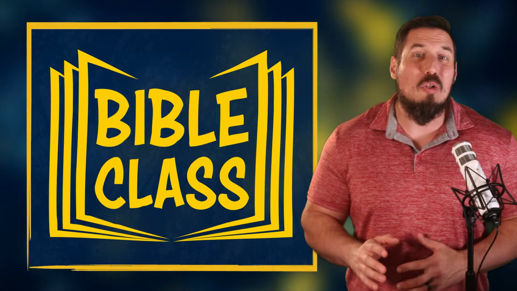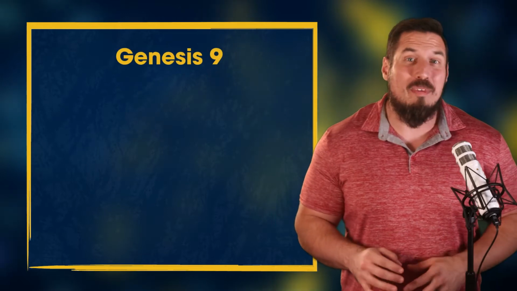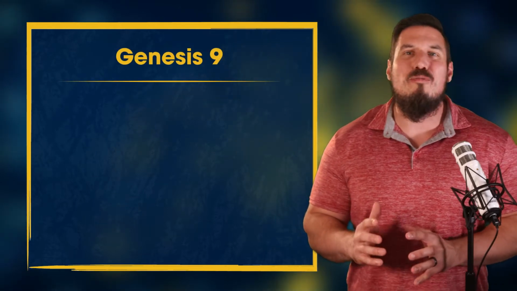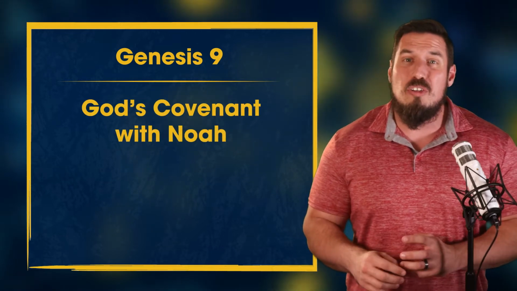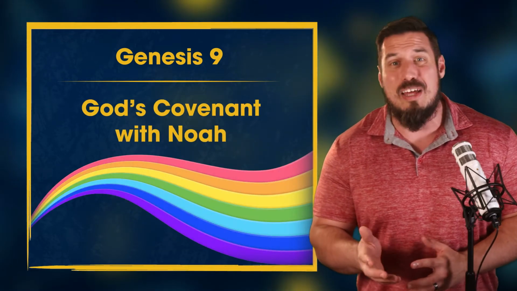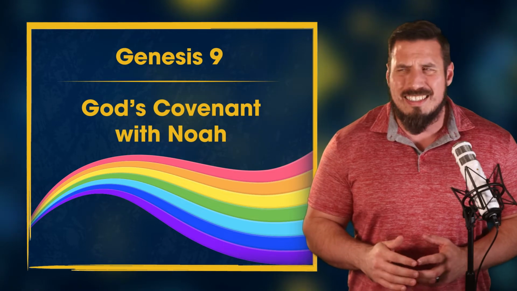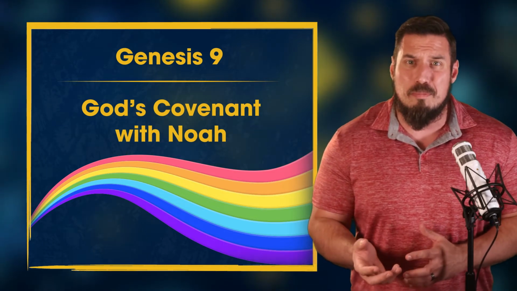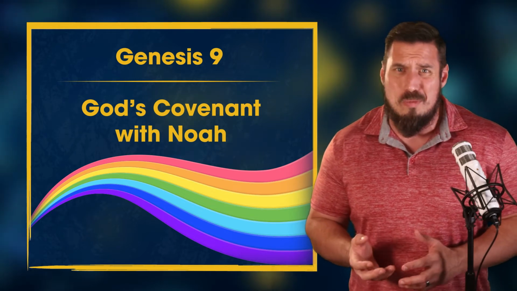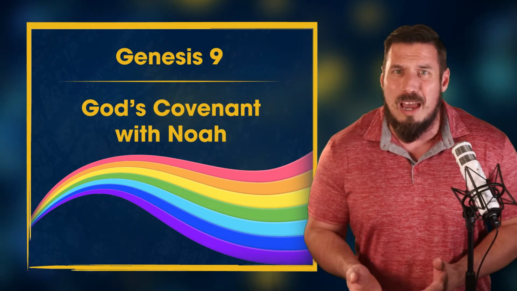Today we're going to be taking a look at Genesis chapter 9. This is the chapter immediately following Noah's flood, where God makes a covenant with Noah and uses a rainbow as the sign of that covenant. But what exactly is a covenant? The Bible talks about a lot of different covenants, but do we even really understand what a covenant is in the context of the Bible?